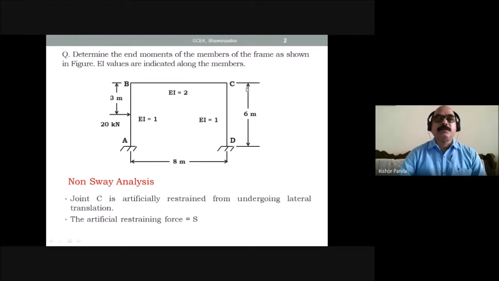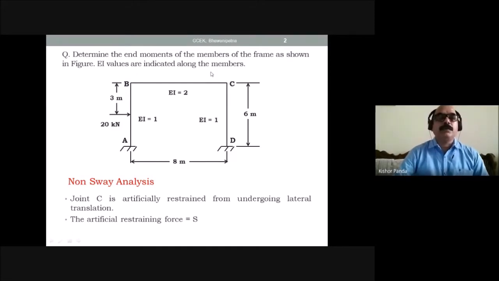So this is the ABCD frame. AB length is 6 meter and BC length is 8 meter, and the EI for AB is given as 1, BC as 2, and CD as 1. One lateral load you are having at a distance of 3 meter from the joint B or from support A, and the load is 20 kilonewton. So you have to analyze this frame by the moment distribution method.